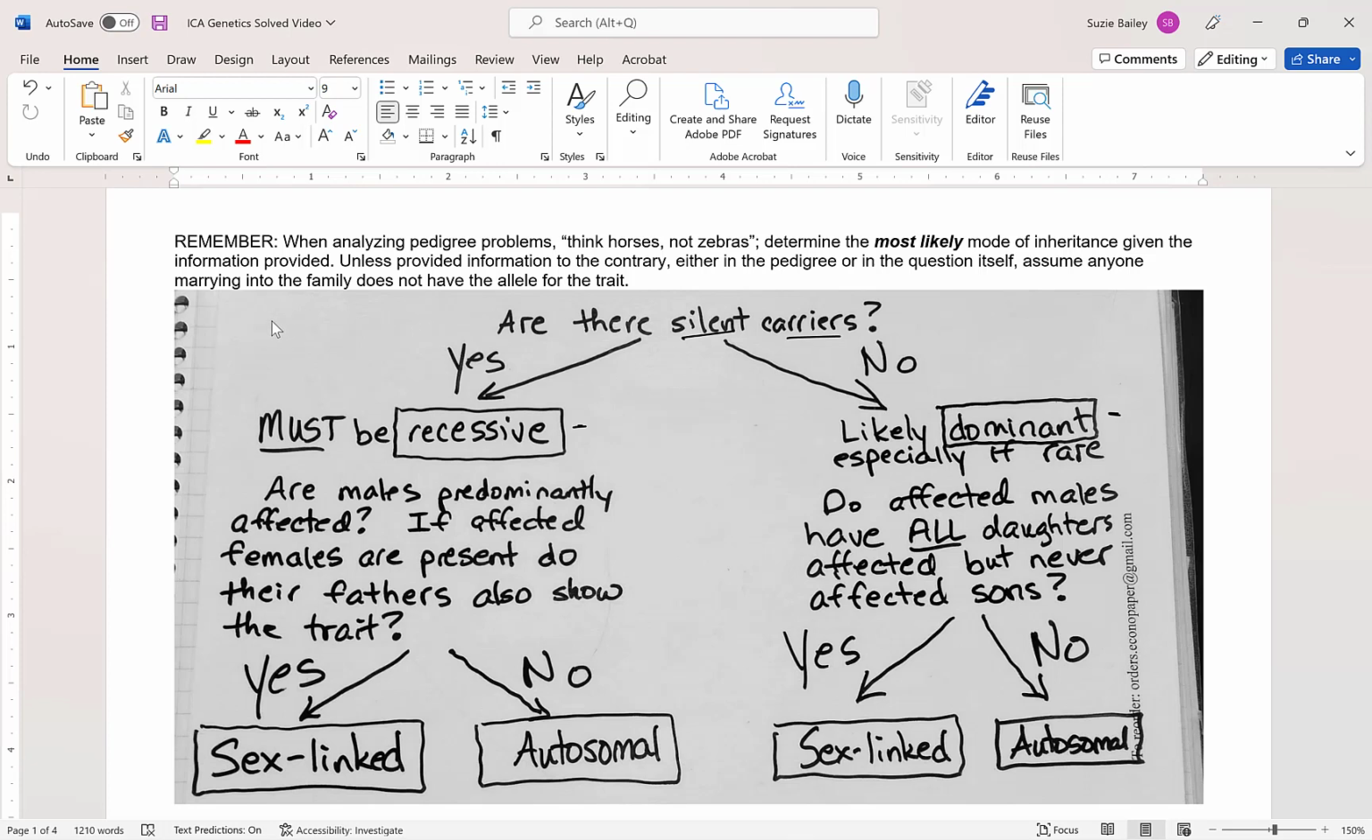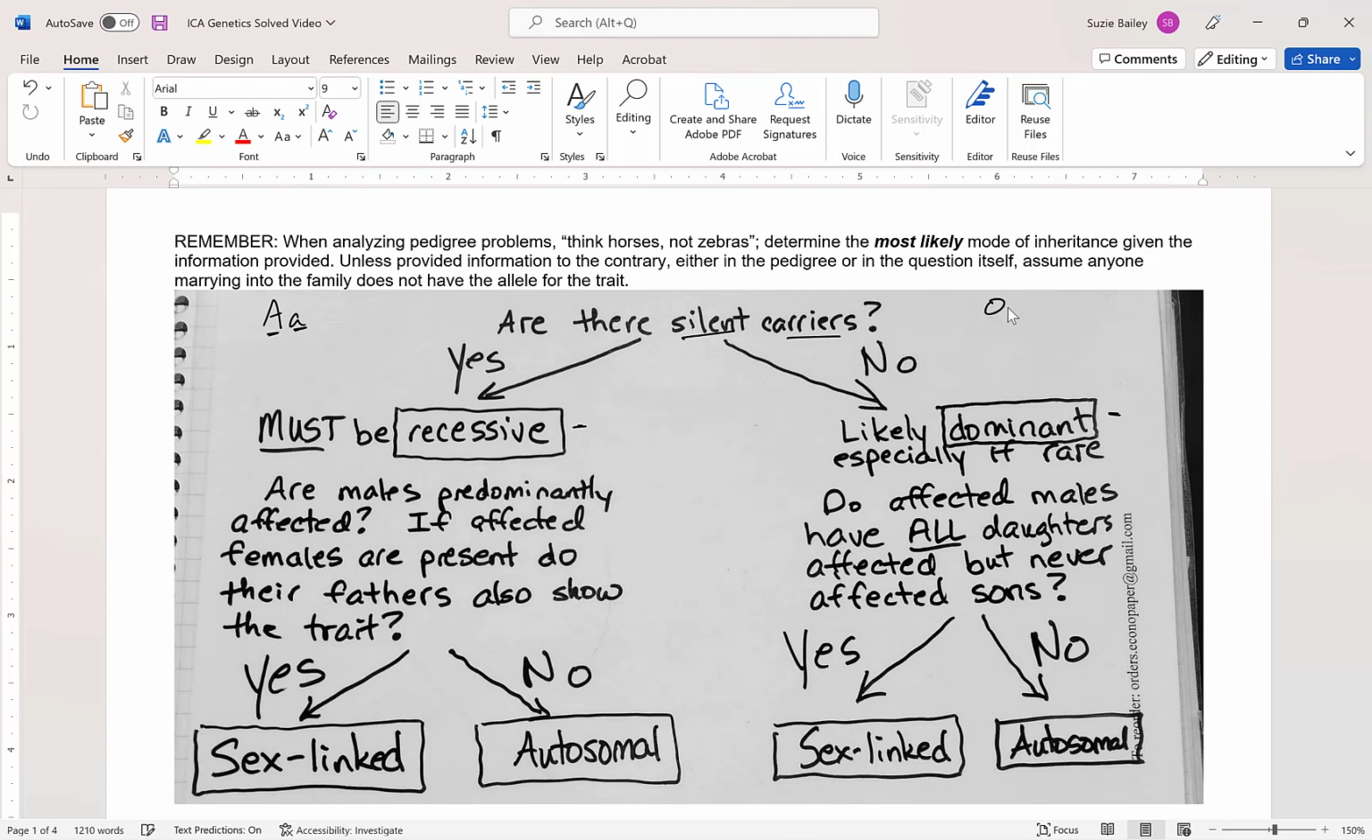So somebody, for example, who is heterozygous has the allele that causes a recessive trait or disease, but since they have a dominant allele, they don't show the phenotype. So they're carrying this recessive allele silently in their genome. And so what does the presence of silent carriers look like in a pedigree?